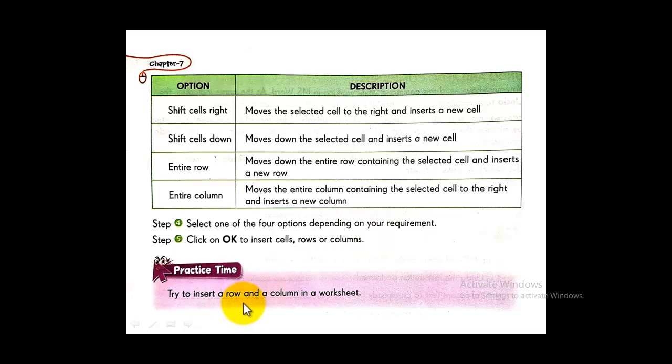Now try to insert a row and a column in a worksheet. Now I told you again and again, if you have computer at home, you can try this, inserting a row, a column, and a cell also, even a cell also at home practically in your computer. We installing this MS Office.